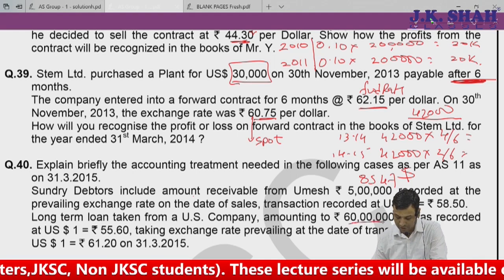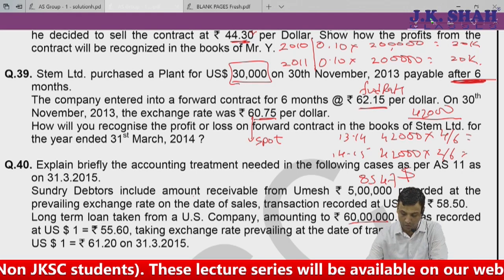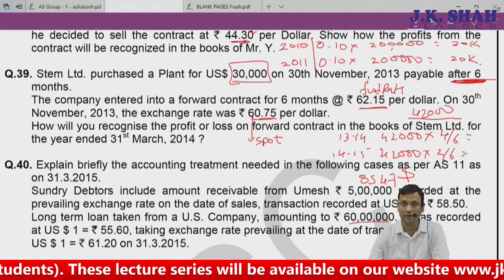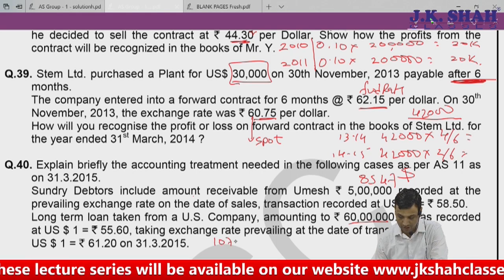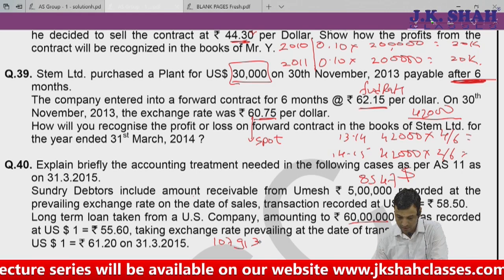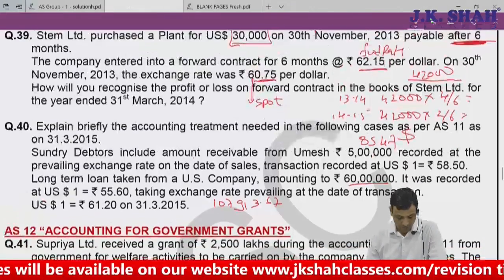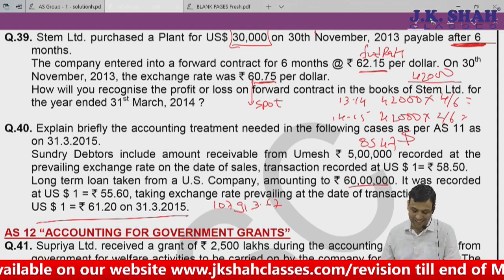A long-term loan amounting to 60 lakhs was recorded at 55.60. So the long-term loan of 60 lakhs divided by 55.60 gives me 107,913.67 dollars, something like this. This is what was recorded on the date of transaction. On 31st March, the rate is 61.20.